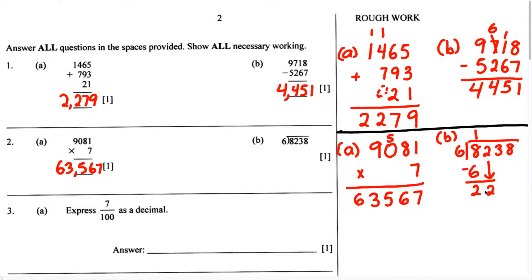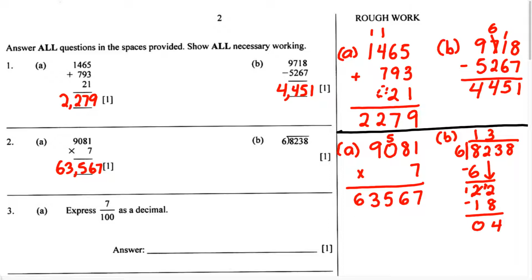6 can go into 22 3 times. 6 times 3 is going to give us 18. When we subtract that, 2 minus 8 can't go, so we have to borrow 1. This 2 is going to become 1, and this 2 is going to become 12. So now we have 12 minus 8, which is going to give us 4. And 1 minus 1 is going to give us 0.